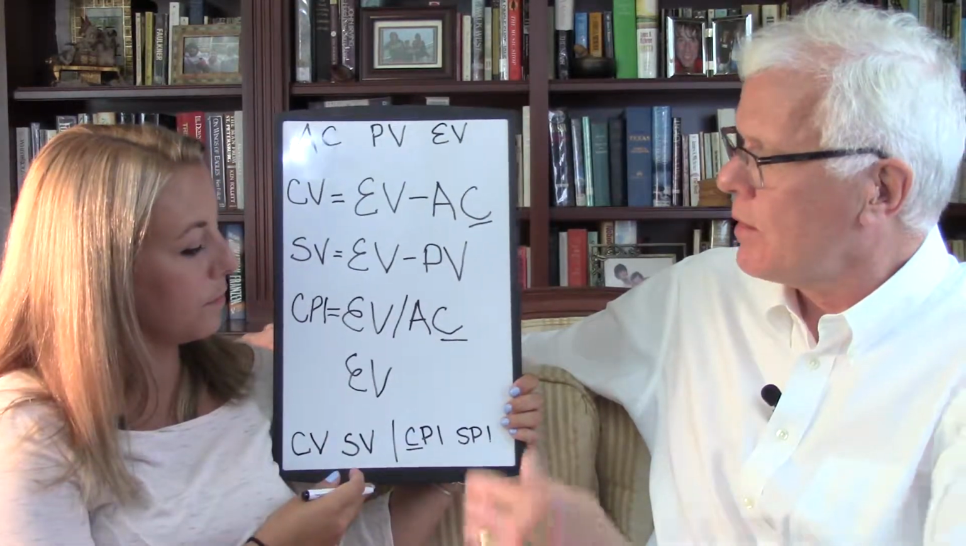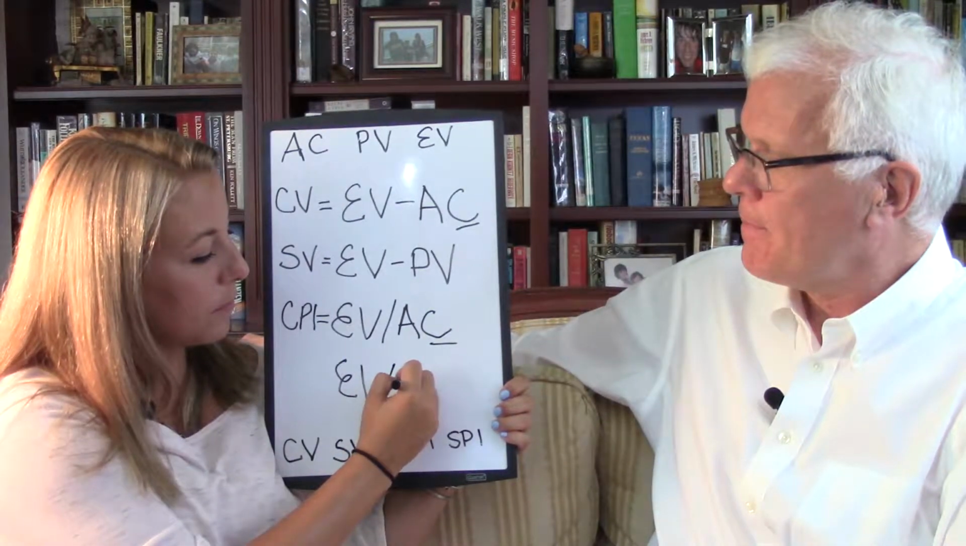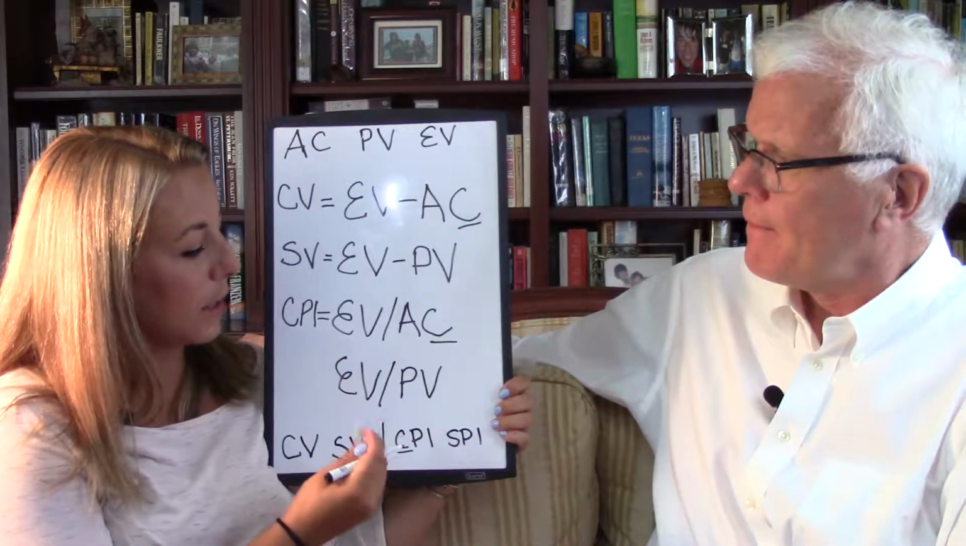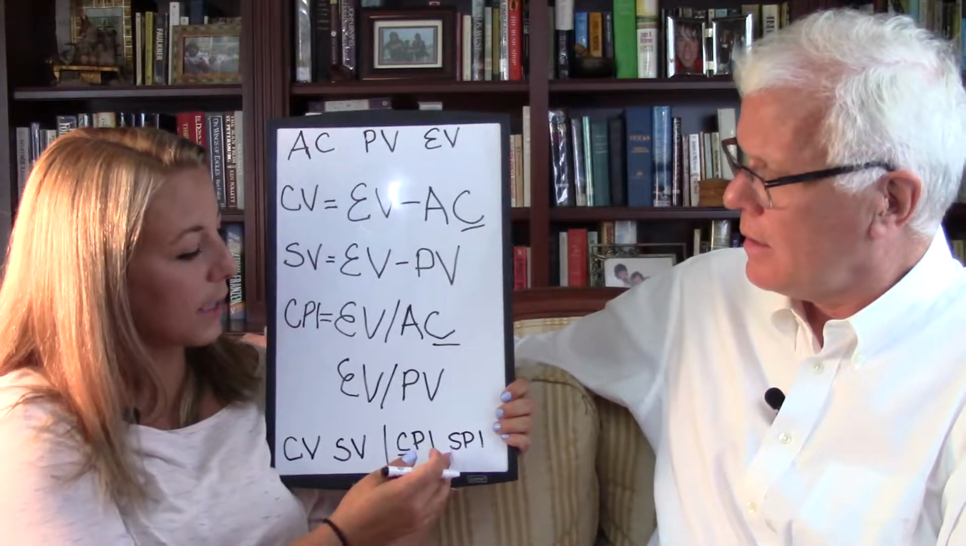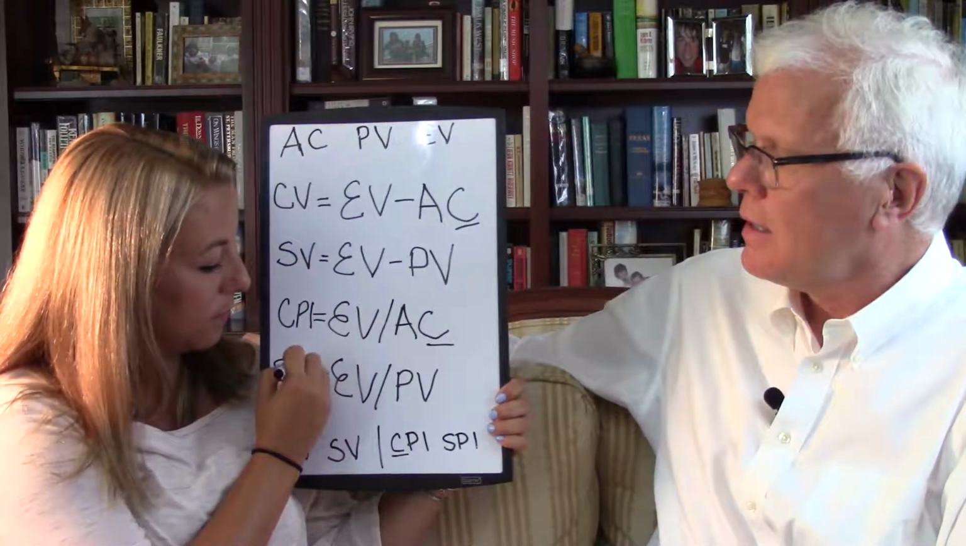Next one, we're going to divide it by the value we haven't used, which is planned value. And what do we have? Index or variance? Index. And which index? Schedule, because that's the only one left. Right. So it equals schedule performance index.